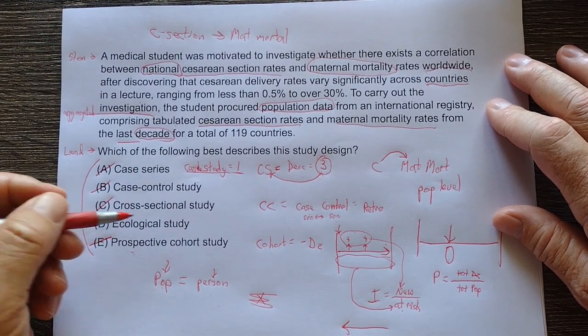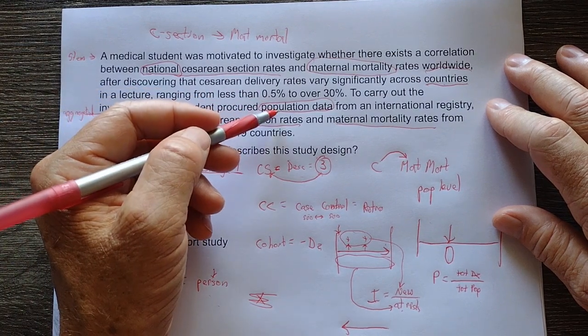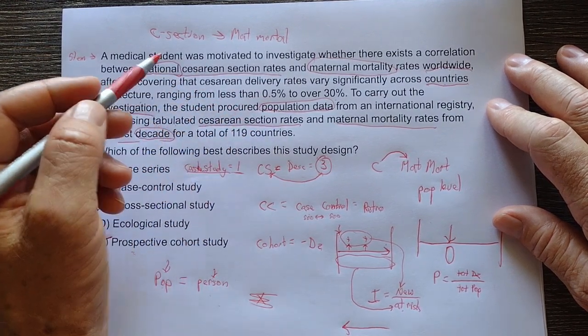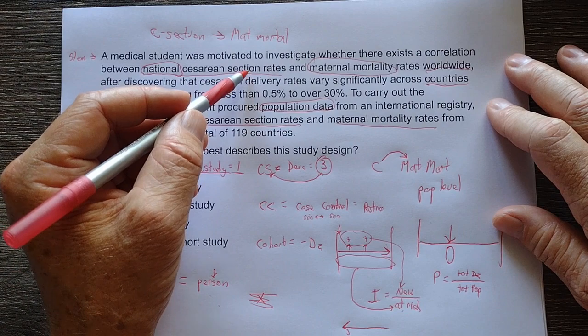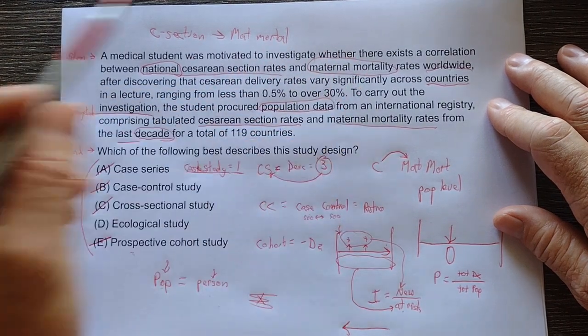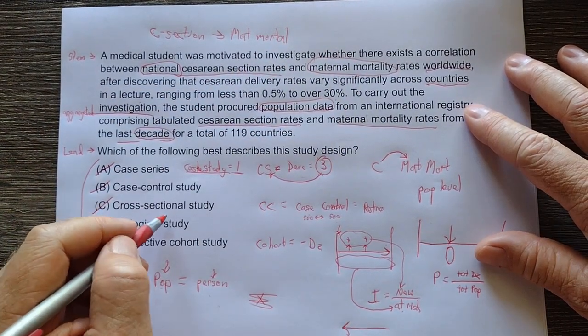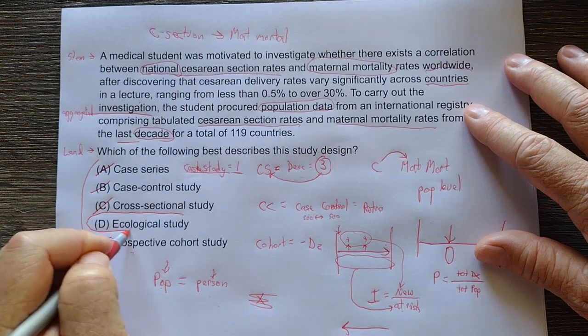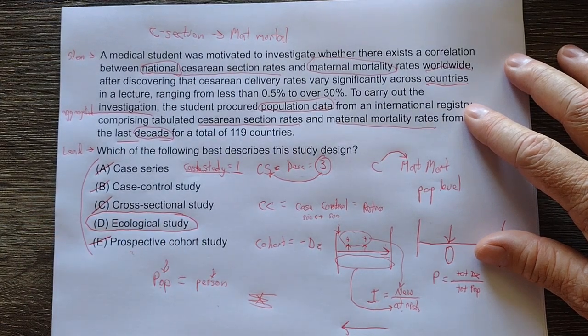So in this situation, we're using population data, national cesarean section rates, and we're looking at maternal mortality. So I hope you agree that the most likely question or answer choice is an ecological study.